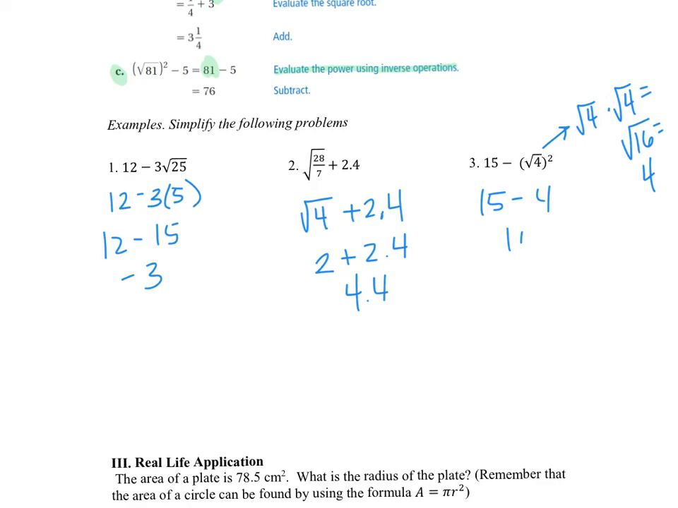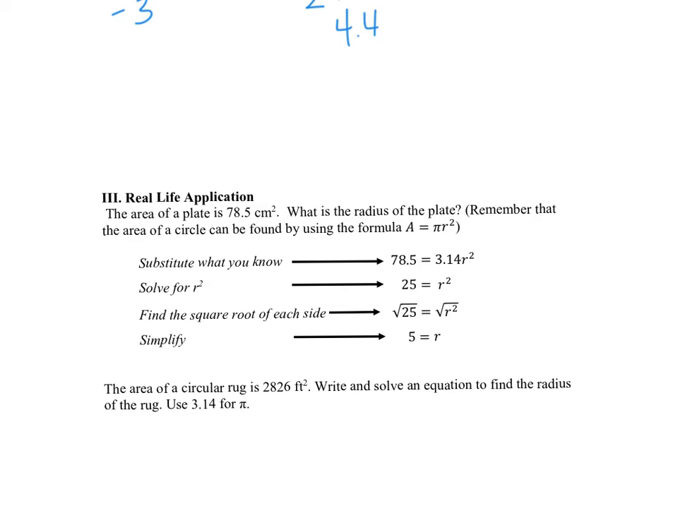So this last piece then is, here we go, real life application. The area of a plate is 78.5 centimeters squared. What is the radius of the plate? Remember that the area of a circle can be found by using the formula A equals pi r squared. So we're going to evaluate this by substituting what we know. Well, we know that the area of that plate is 78.5 centimeters squared. So since area is pi r squared, we're going to plug in 78.5 where the A is for area.